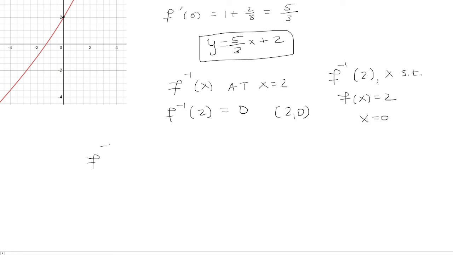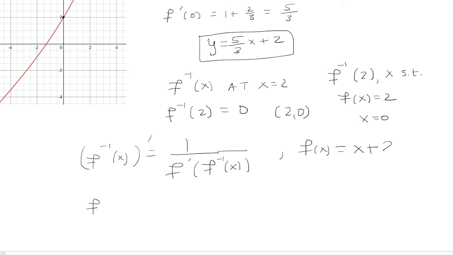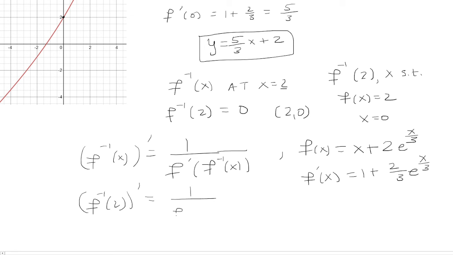So recall the derivative of an inverse function is 1 over f prime of f inverse of x. For us, we said f(x) was x + 2e^(x/3). So the derivative is 1 + (2/3)e^(x/3). We're interested in the point x = 2. So this is 1 over f prime of f inverse of 2. f inverse of 2 is given to us over here as 0.